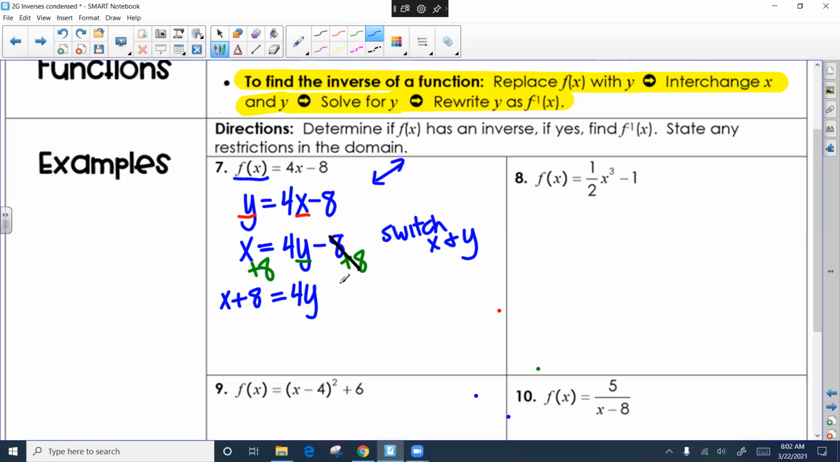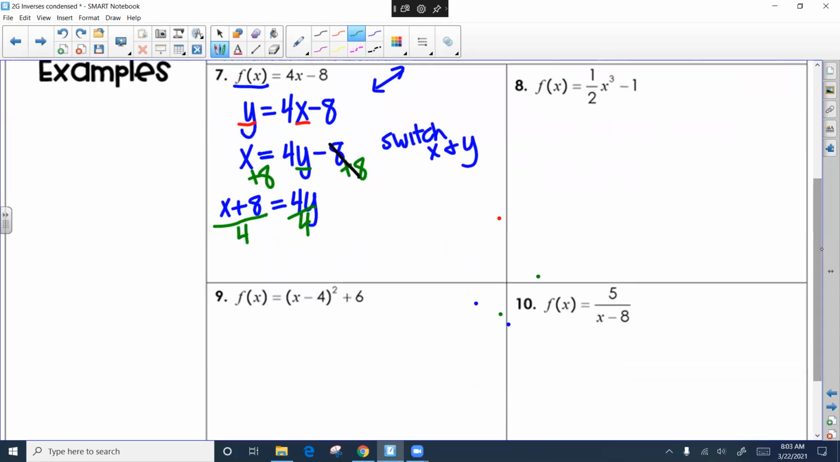Okay, now I'm still trying to get the y by itself. So now I have to get rid of the 4. So I have to do the inverse operation. This is 4 times y. So to get rid of multiplying by 4, I would have to divide by 4. And there's a couple ways we can write this. I'm going to show you a couple different ways we can write this. But I have to put this whole thing over 4. Okay, so now that gets rid of that 4, and now the y is by itself. So we have x plus 8 over 4 equals y.